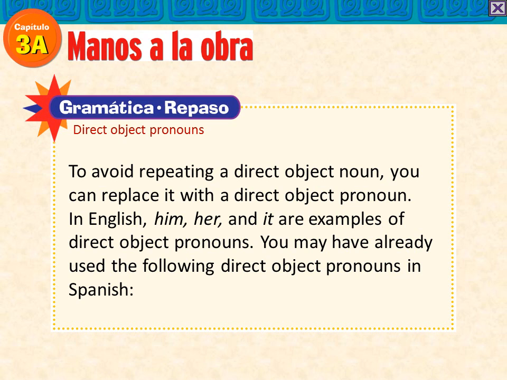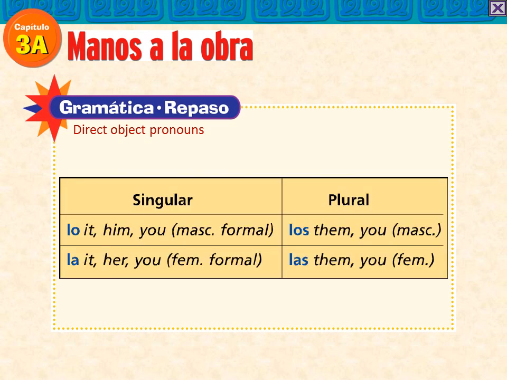To avoid repeating a direct object noun, you can replace it with a direct object pronoun. In English, him, her, and it are some examples of direct object pronouns. Like, I see her. She is the direct object pronoun. You may already have used some of these in Español.